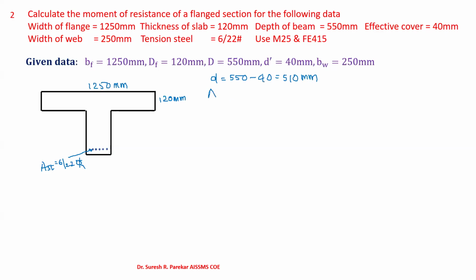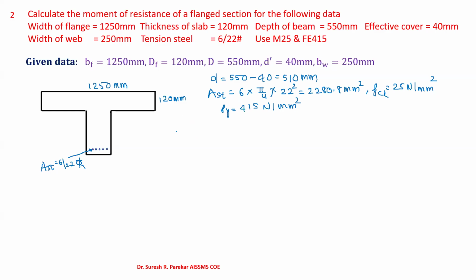Then we have AST, 6 bars of 22 torque, and this value is equal to 2280.8 millimeter square. We have FCK 25 and FY 415 Newton per mm square.